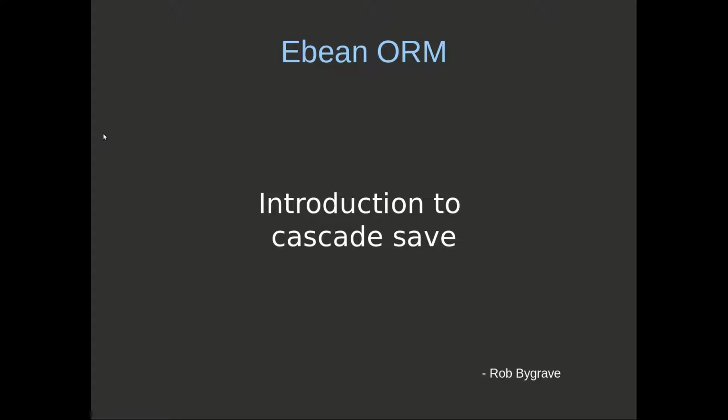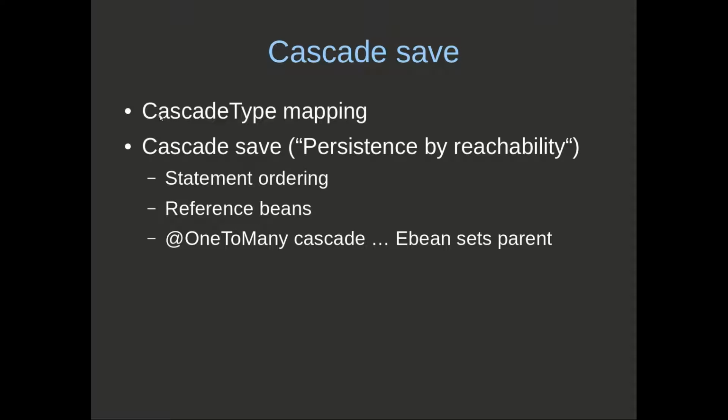Hi, I'm Rob, and we're going to look at Ebean ORM's Cascade Save. So we're going to look at the Cascade type mapping, so how the JPA Cascade type maps to Ebean, and then we're going to look at Cascade Save in terms of statement ordering, reference bean treatment, and the special case of one-to-many Cascade.